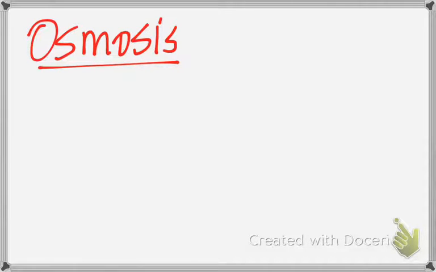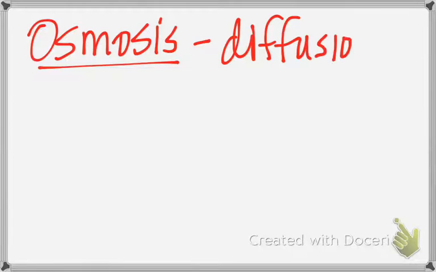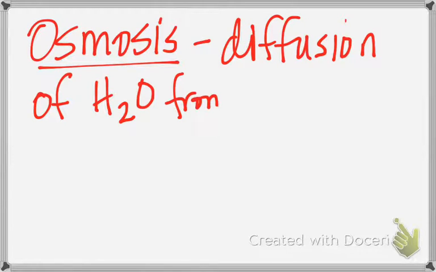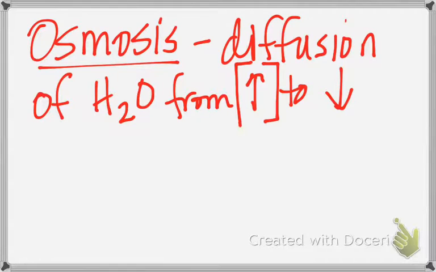Osmosis is the transfer of water molecules across a permeable material. Okay, so I'm going to use the word diffusion. Osmosis is the diffusion of water from high to low concentration. Now, in chemistry, you're going to see concentration referred to in brackets. So a nice shorthand way of referring to concentration is to put brackets around my arrows, from a high concentration to an area of low concentration.